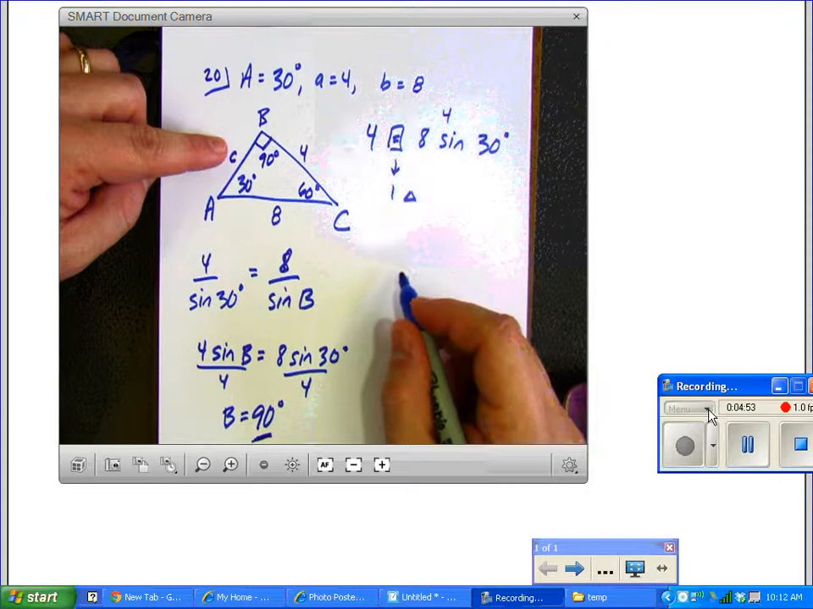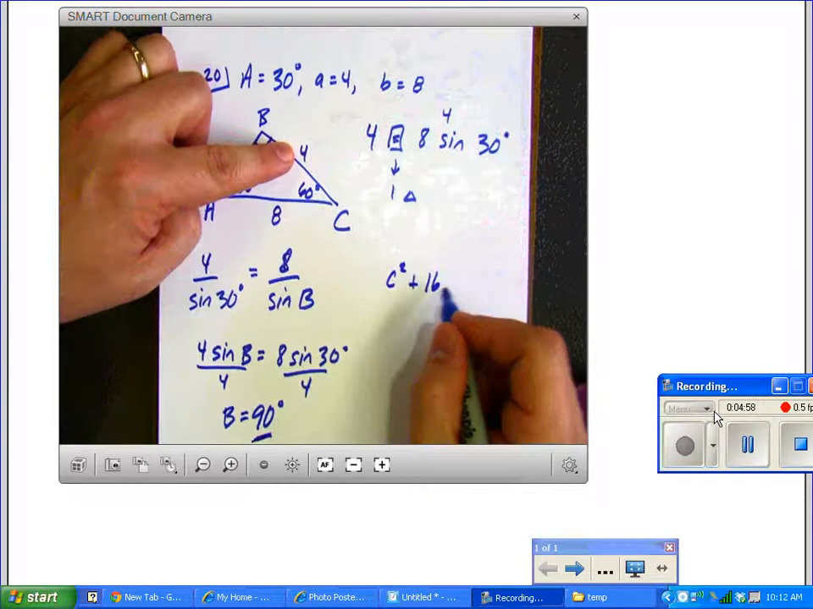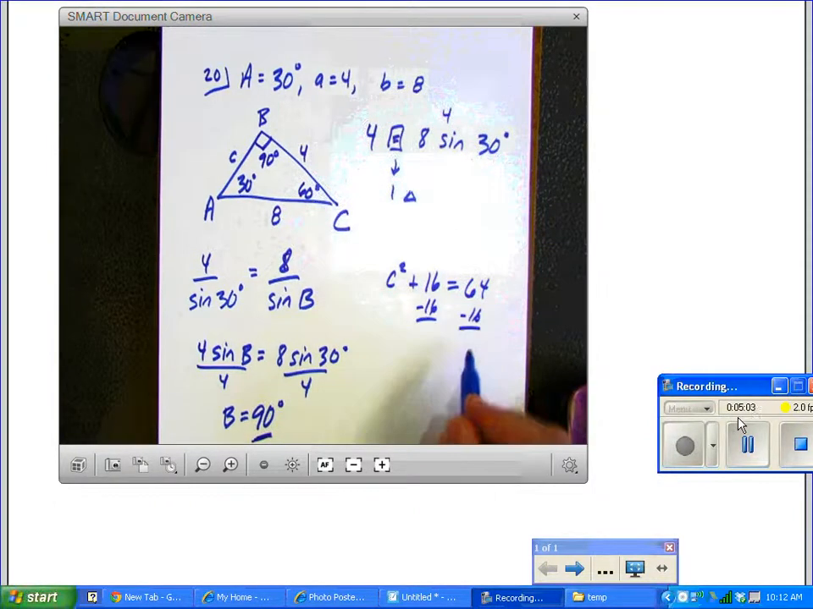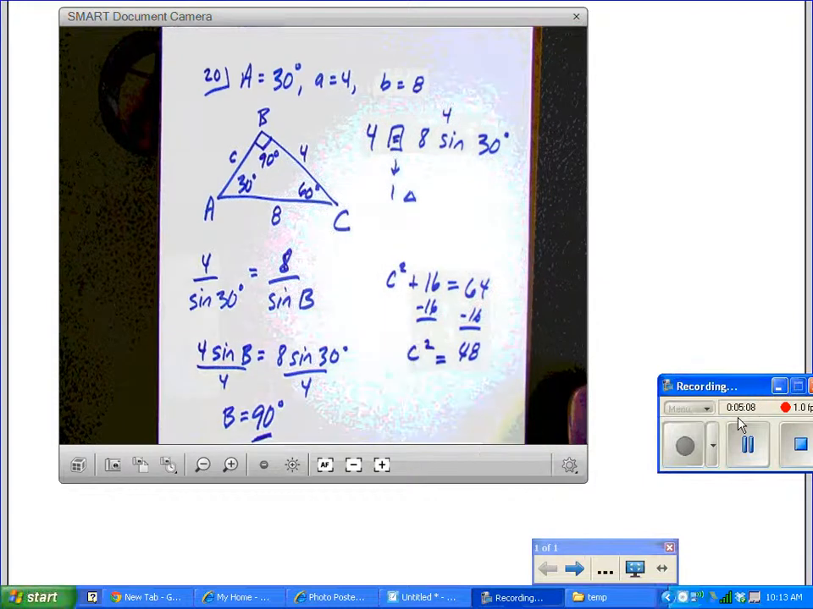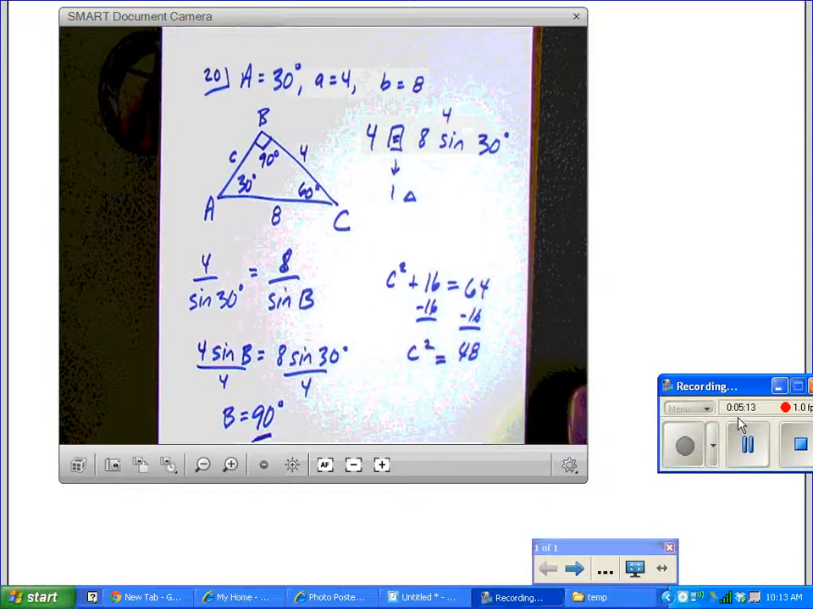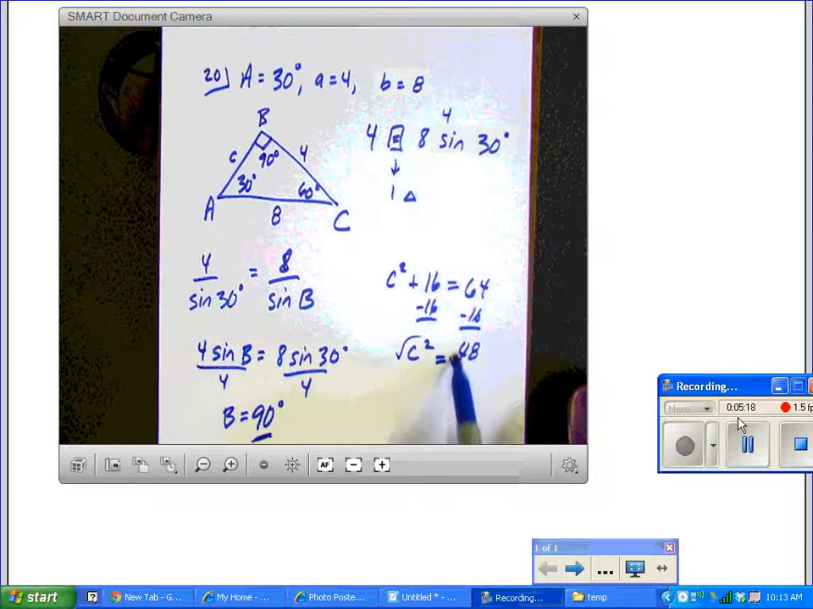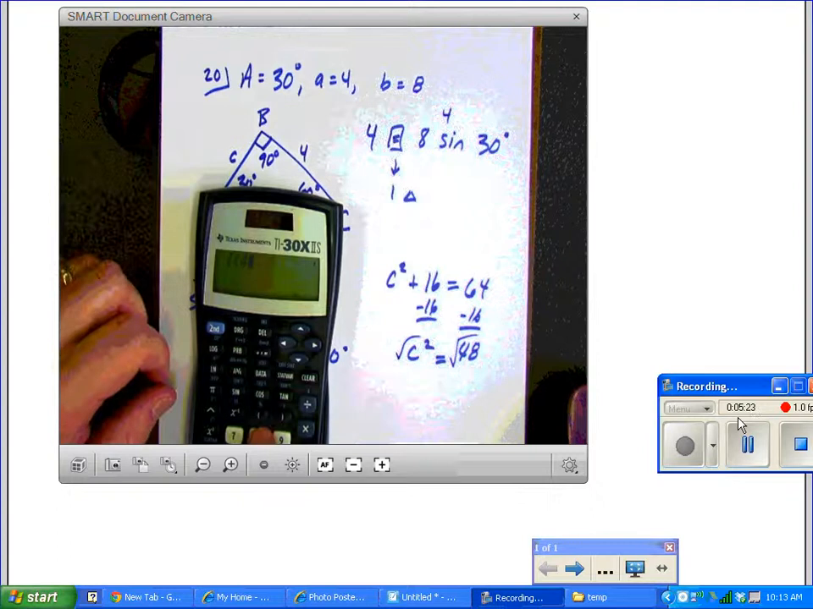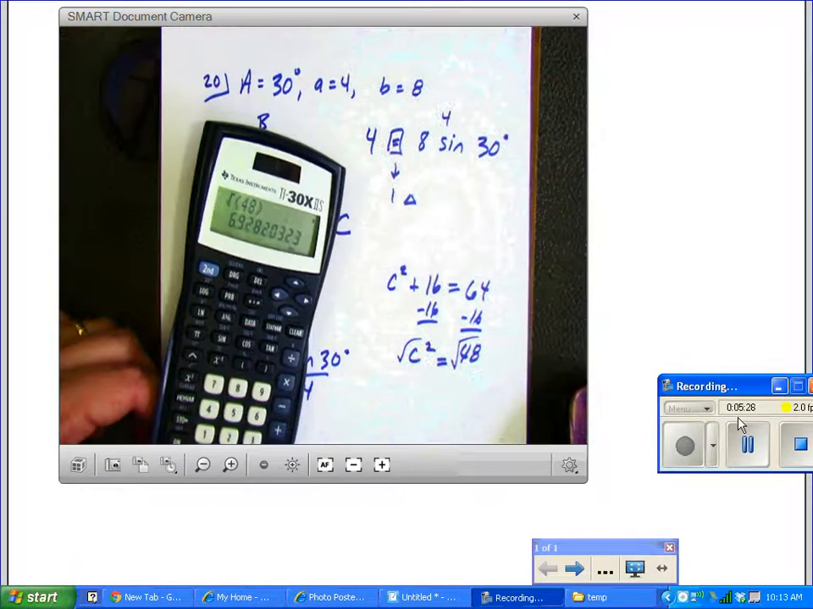So we can say C squared plus 4 squared equals 8 squared. Subtract 16 from both sides. That's going to give me 48. You don't have to simplify the radical since the directions say that you can round. So you go square root of 48, which is about 6.9.